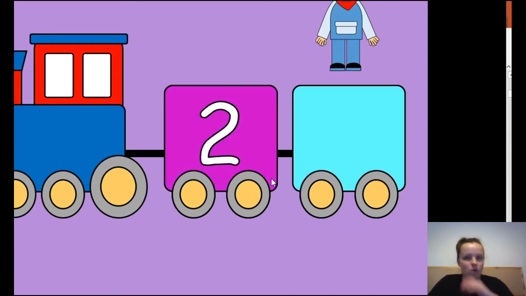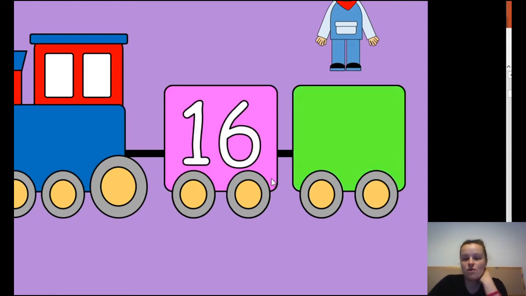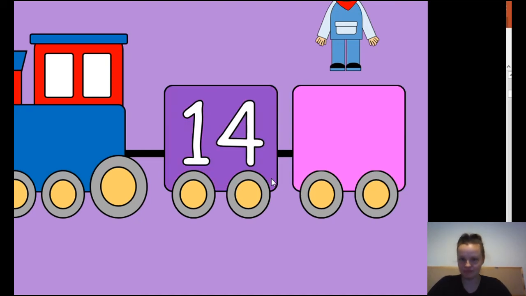14. Okay, what comes after 2? Easy one. And the answer is 4. What comes after 16? If you need to start from the beginning, so 2, 4, 6, 8, 10, 12, 14, 16, 18. What comes after 14?